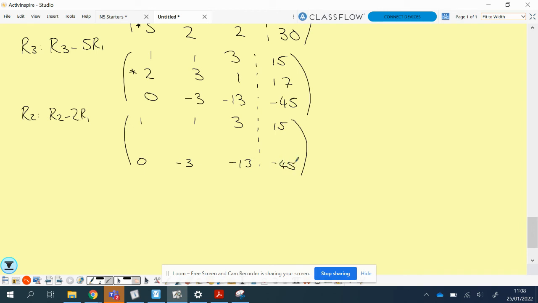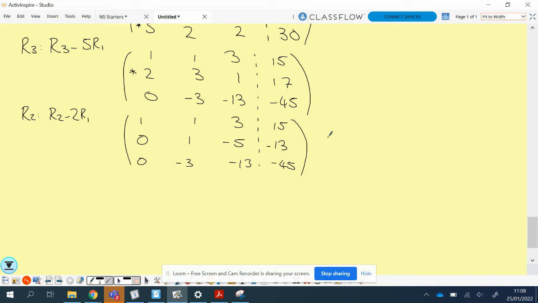2 take away 2 lots of row 1 is 0. 3 take away 2 lots of 1 is 3 take away 2, which is 1. 1 take away 2 lots of 3 is 1 take away 6, which is negative 5. And 17 take away 2 lots of 15, 2 lots of 15 are 30, 17 take away 30 is minus 13. So we should now have a matrix that looks like that.